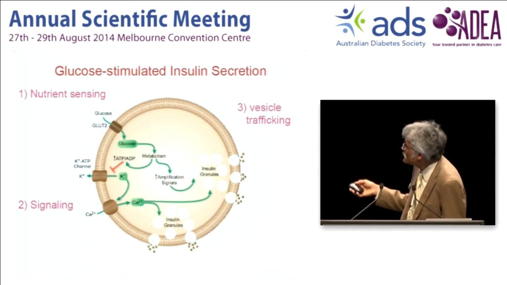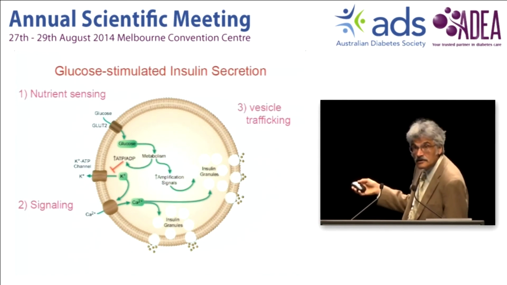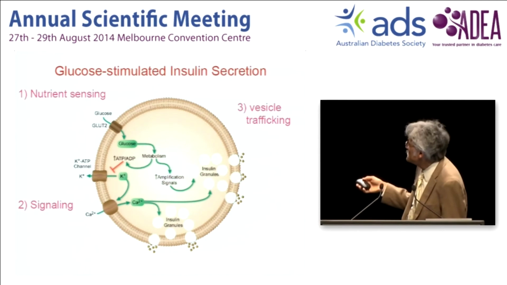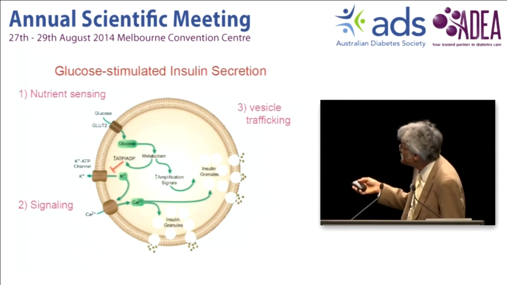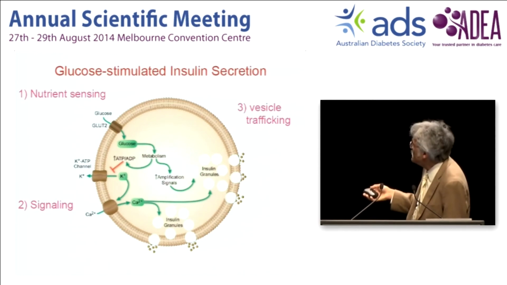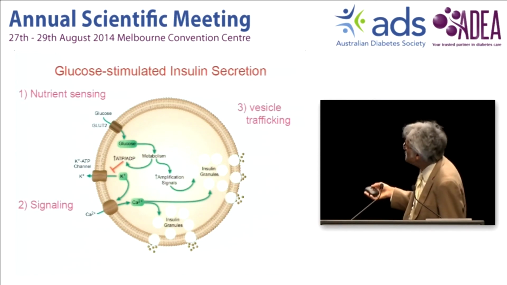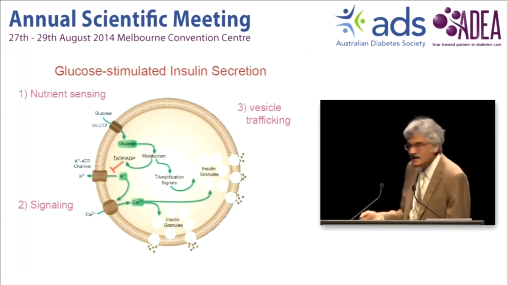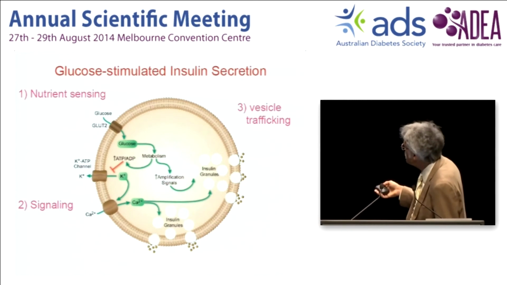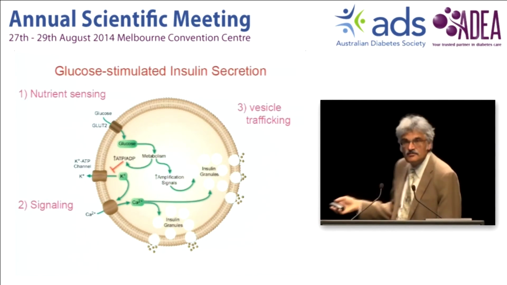Beta cells have to recognize nutrients like glucose and secrete insulin in response to them. So they need to sense the nutrient, they need to transmit a signal from the nutrient, and then they need to mobilize insulin granules. These are vesicles in the cells that have insulin inside of them, and they have to mobilize them to the plasma membrane in order to secrete the insulin. And so there's all kinds of cellular machinery involved in moving these granules to the membrane.